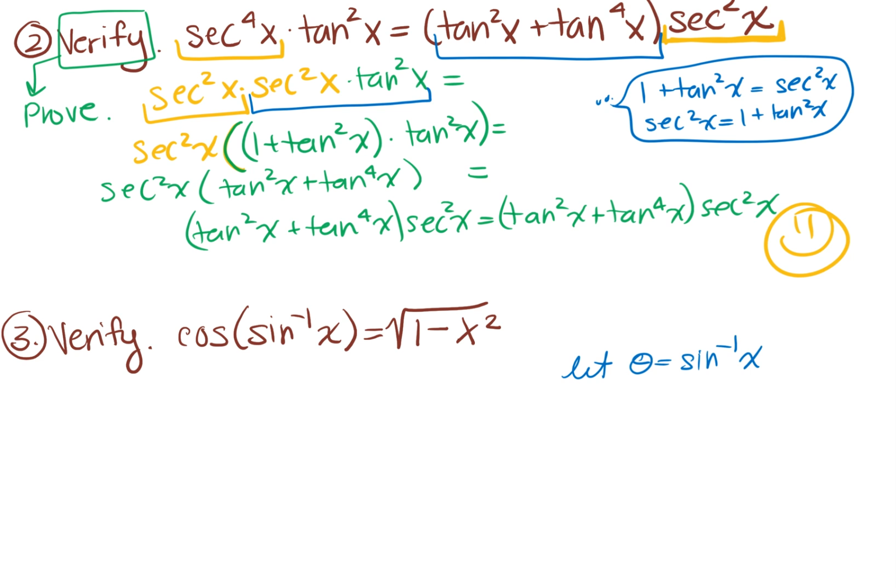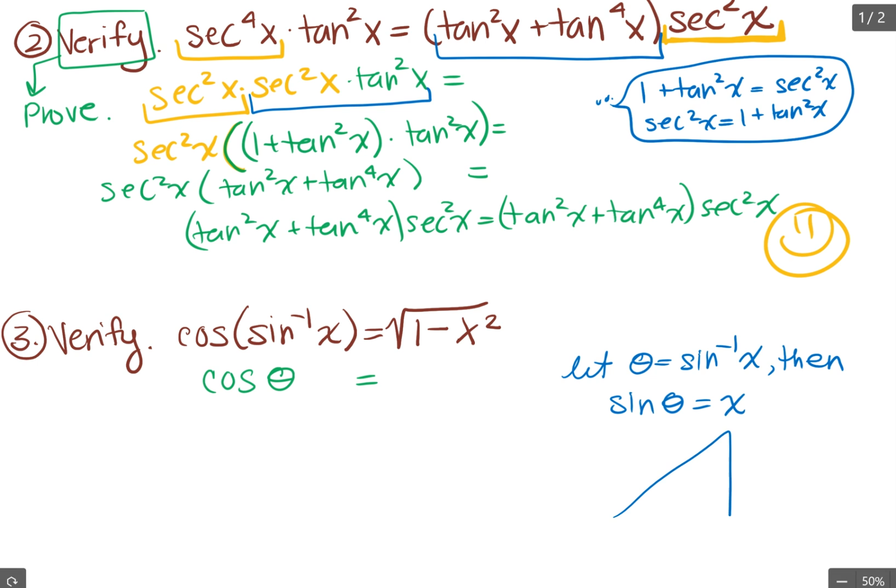So if I let theta equal inverse sine of x, then my problem just becomes, on the left, the cosine of theta. And I want to prove that that's equal to the square root of 1 minus x squared. Okay? So if theta is equal to inverse sine of x, then I know that the sine of theta here is equal to x. And I can draw a diagram to represent that. So I'm going to draw myself a triangle and put my theta in here.